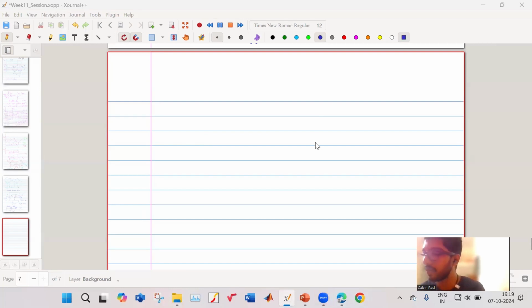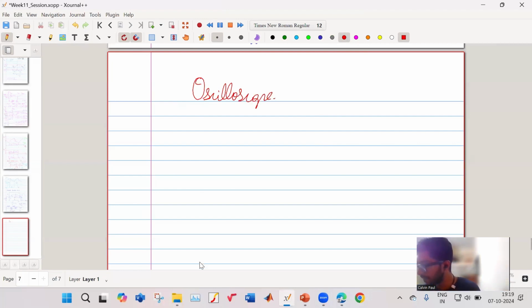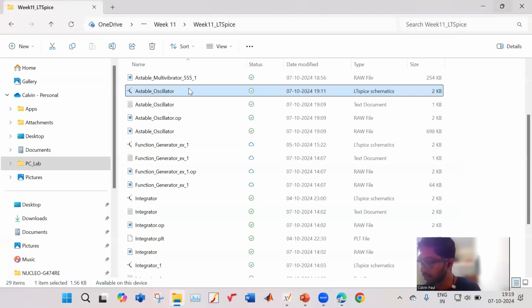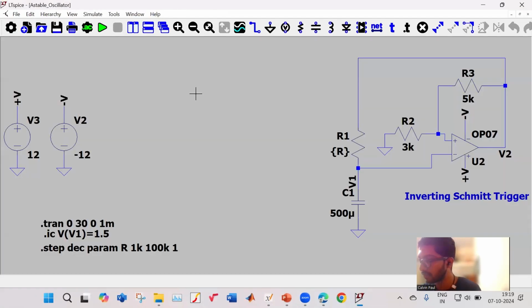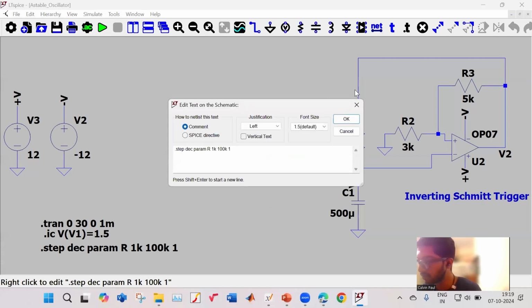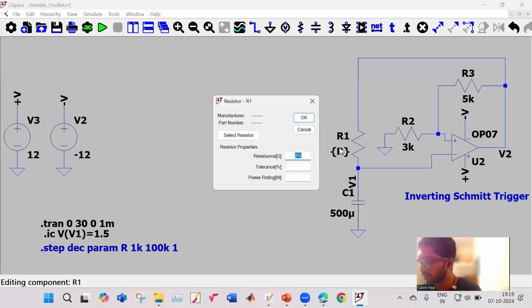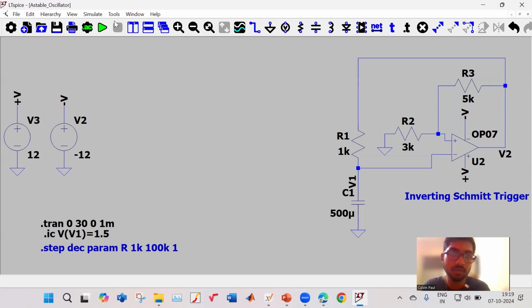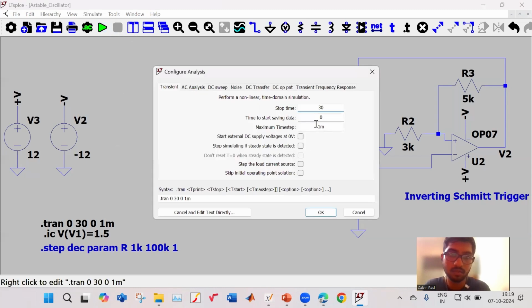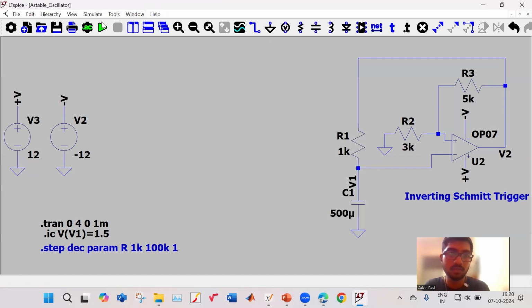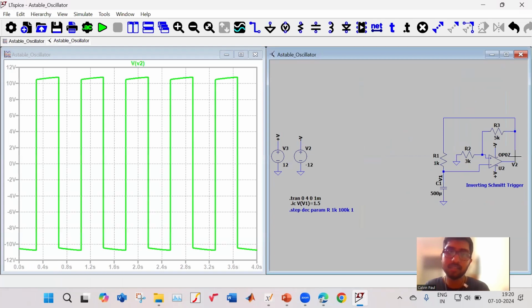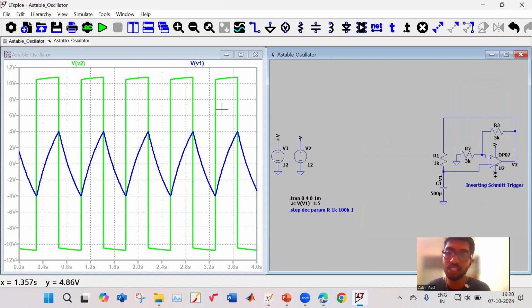So now we will consider a very important thing, which is your oscilloscope. So we did all these simulations. Let us again open this and stay in oscilloscope. So I ran this circuit. Now I connect this signal and I'm able to see this.